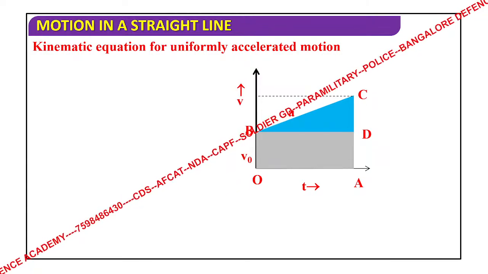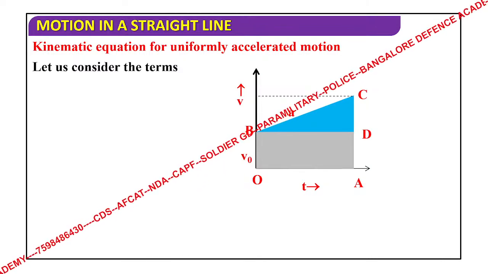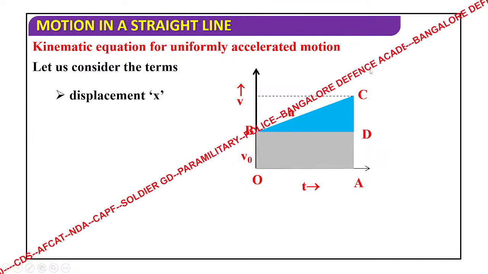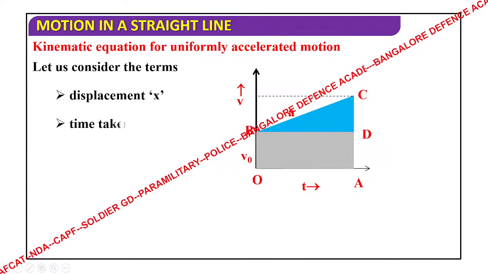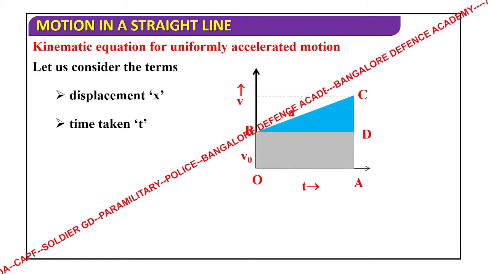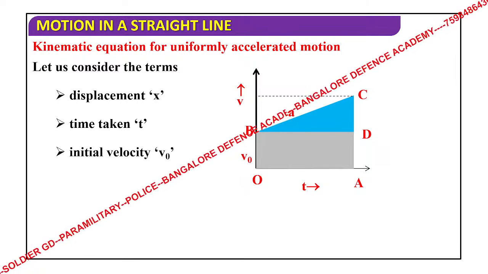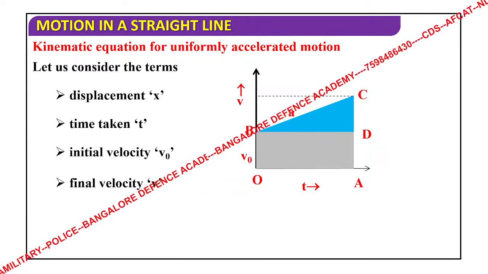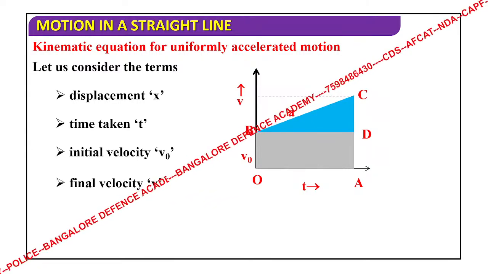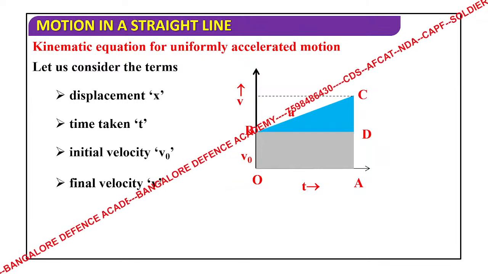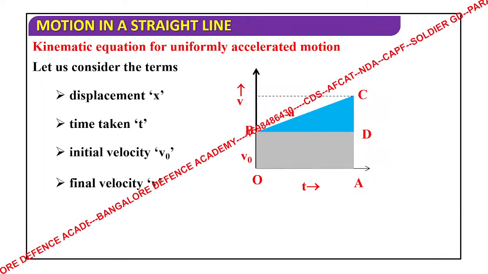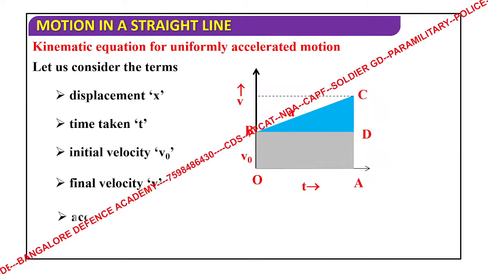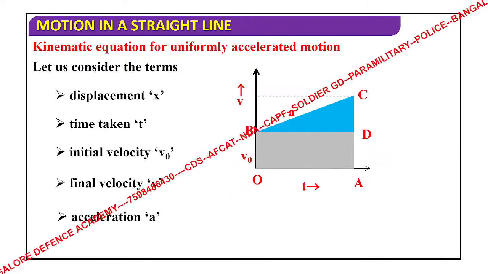After drawing this, let us consider the terms now. We have displacement, I'm denoting it with x. We have time taken, denoting it with t. Initial velocity is v naught and final velocity is v. Some of the textbooks take initial velocity as u also, so be careful. Here I am taking v naught as the initial velocity, and final velocity is v. Acceleration, I'm taking it as a.